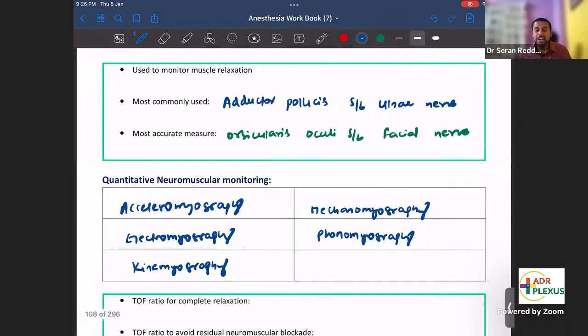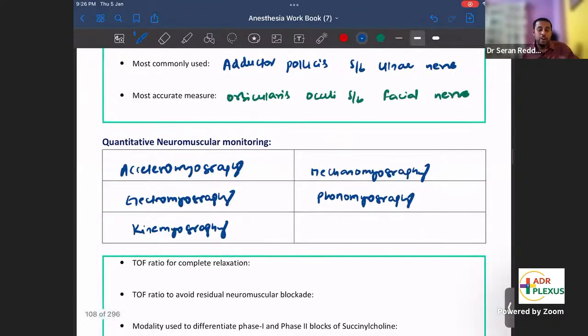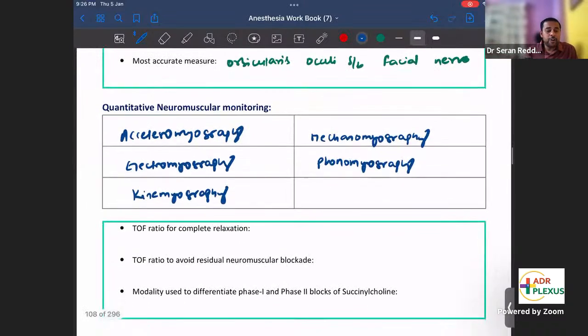Phonomyography. This is all related to quantitative neuromuscular monitoring, and there is something called the train of 4 ratio. If you get this question, this is not the time for me to clearly explain; I'll explain when I take an image-based session. The train of 4 ratio for complete relaxation is 0 to 0.1. The train of 4 ratio to avoid residual neuromuscular blockade is more than 0.9. That is 0.9 to 1, basically. You can remember it like that, 0.9 to 1.